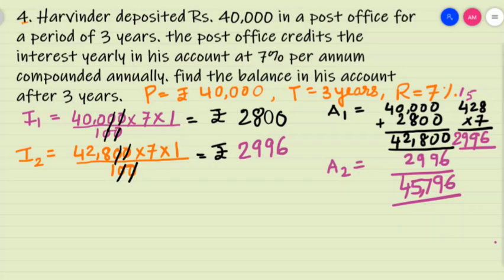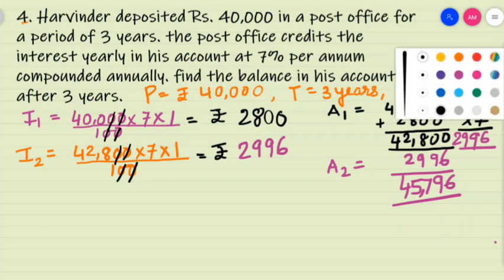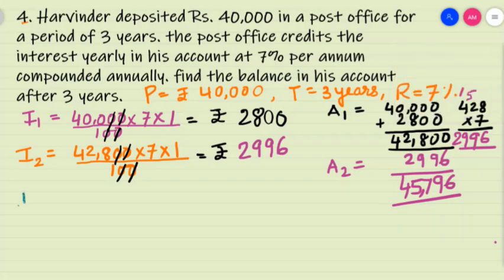Now you have to find out what will be the amount in his account after the third year. After the third year, let us see, this will be I3. What will be the interest for the third year? His principal will be 45,796. So 45,796 multiplied by 7 into 1 divided by 100.